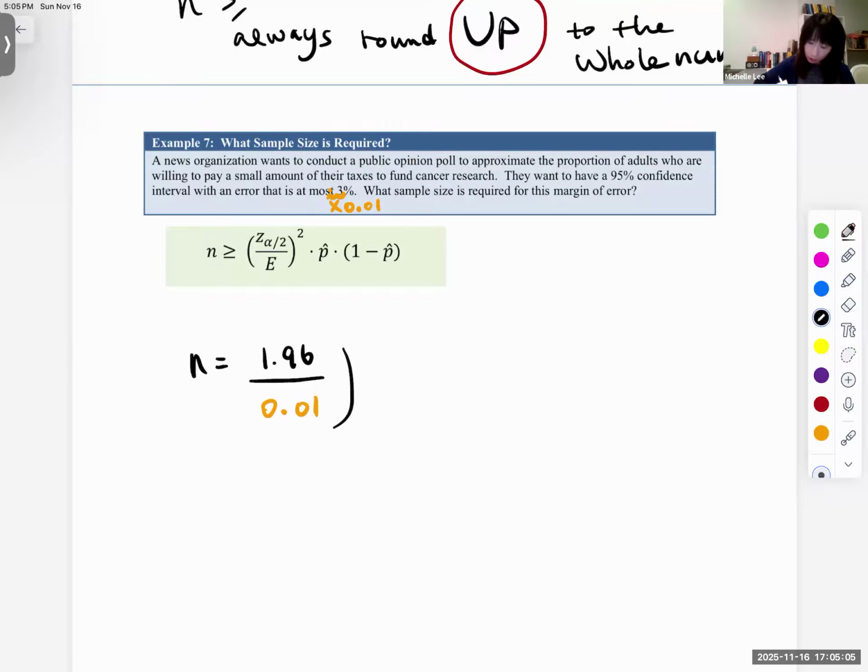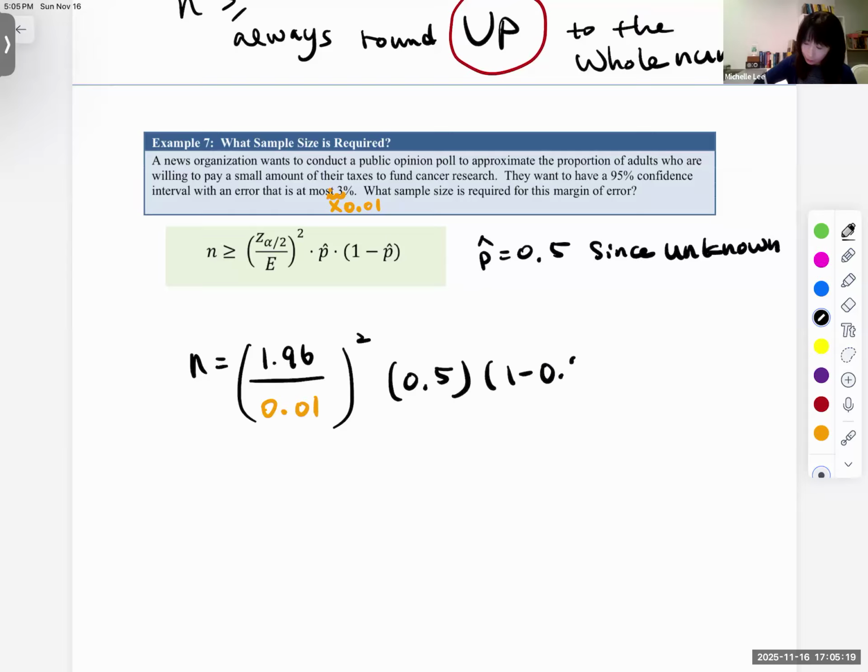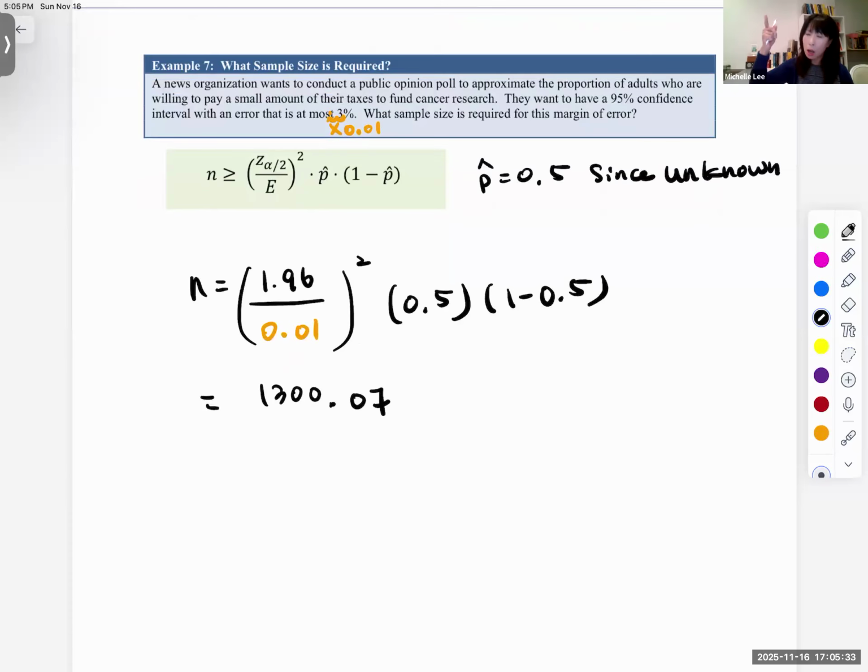and squared. Don't forget the square. And p hat is 0.5 since unknown, right? So we have 0.5 times 1 minus 0.5. Please calculate. Okay, so it's 1300.07. So always round up. So we can say 1301 for the sample size.